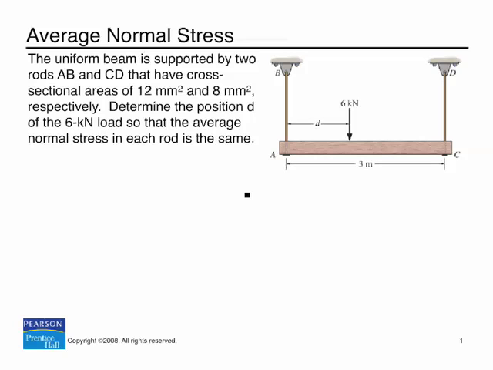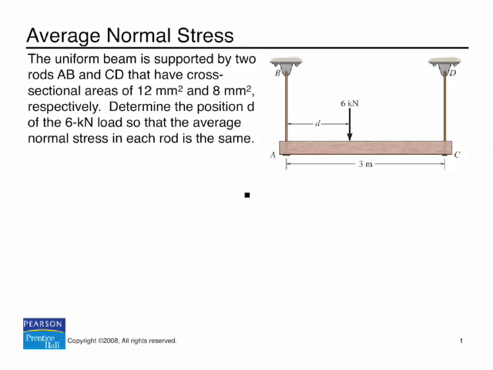This is a problem on average normal stress, and it's actually kind of an inverse problem, sort of a design problem, because we have to figure out the position of a particular force to make some average normal stress parameters equal. It says that the uniform beam is supported by two rods, AB and CD, that have cross-sectional areas of 12 millimeters squared and 8 millimeters squared, respectively. Determine the position D of the 6 kilonewton load such that the average normal stress in each rod is the same.